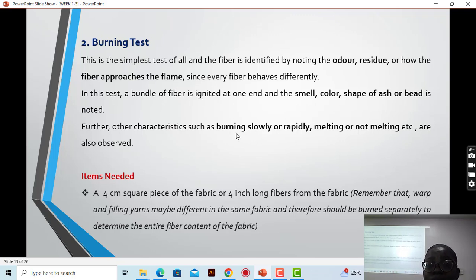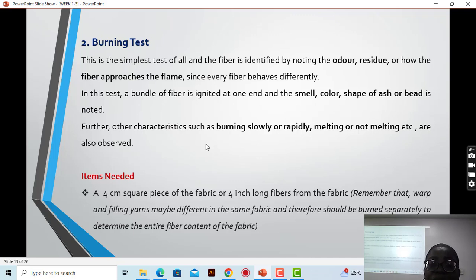Another characteristic is that the fabric can decide to burn slowly or rapidly, or melt or not melt. All those things are considered. Okay, we'll be looking at the different types of fibers and then how they behave.